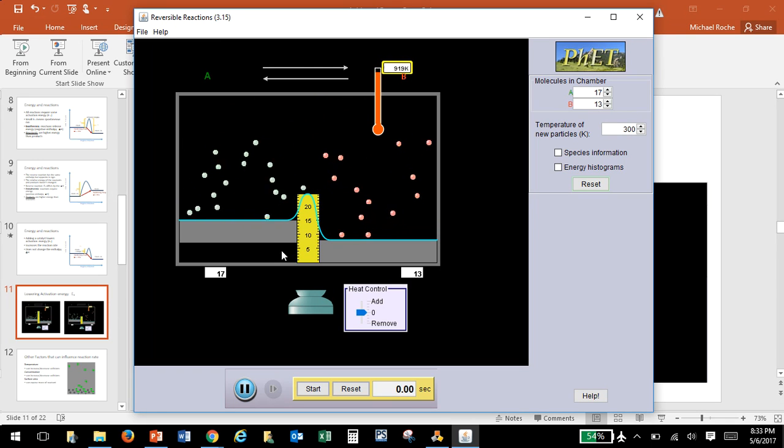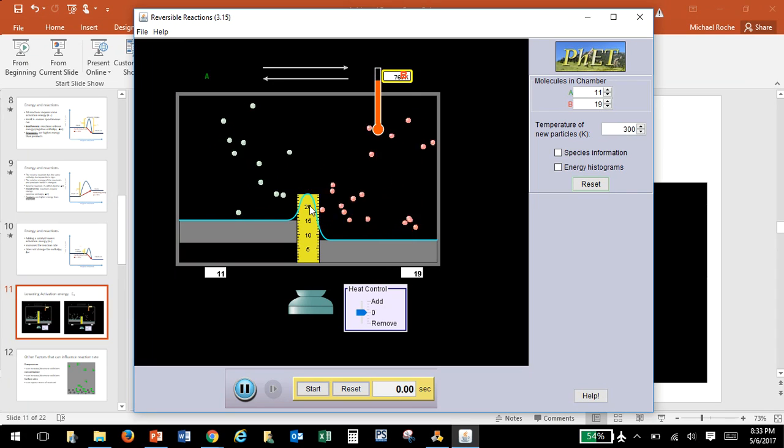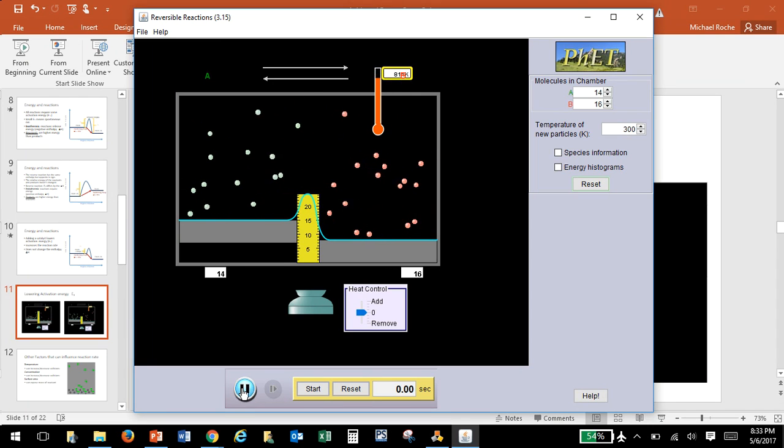And as far as equilibrium goes, you can see here that things are going back and forth. We lowered that threshold so things can go back and forth. So if I freeze it here, we have a ratio of 14 reactants to 16 products. So that's sort of where the equilibrium is going to lie.